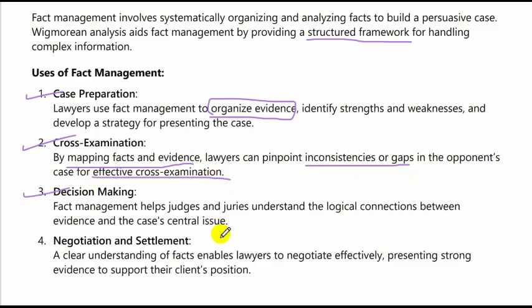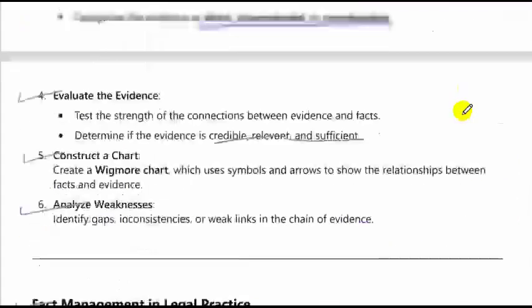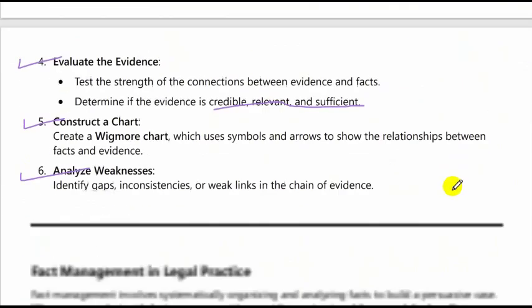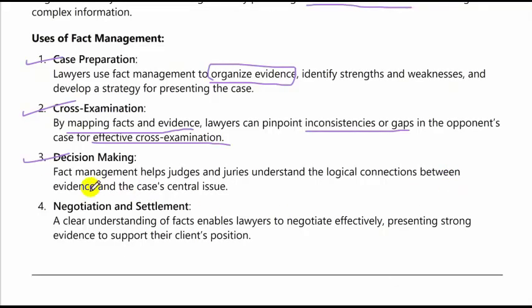Decision making. Fact management helps judges and juries understand the logical connections between evidence and the case's central issue. So first we had the issue, which is very important. What is the issue in hand? What is the problem that we are trying to resolve? What is the question of this particular matter? And once we have that, we have to connect the evidences with the central issue.